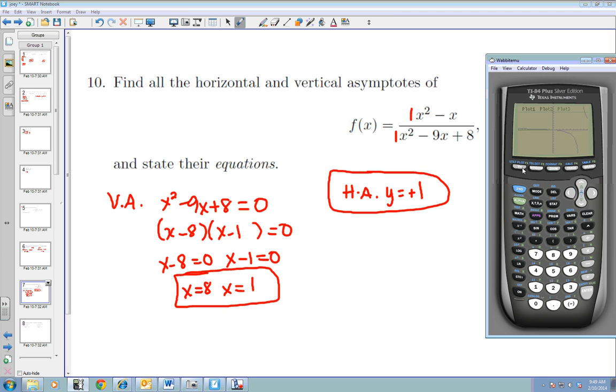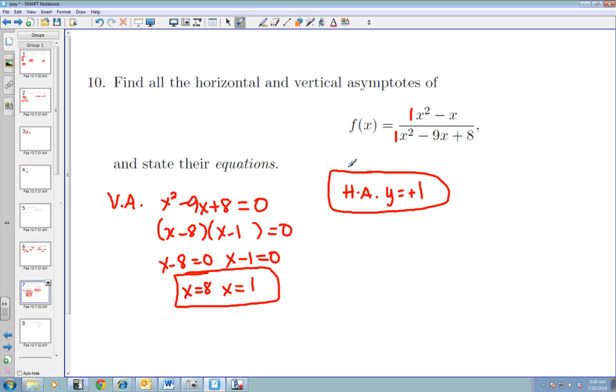Let's see here, y equals x squared minus factors of 8, and x equals 1. Oh, you know what? I need to fix something. Before I do this, I almost messed up. I need to factor the top. I can factor the top like this, and factor the bottom as this.